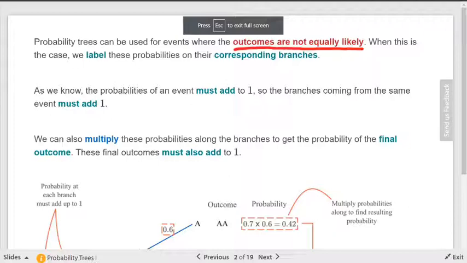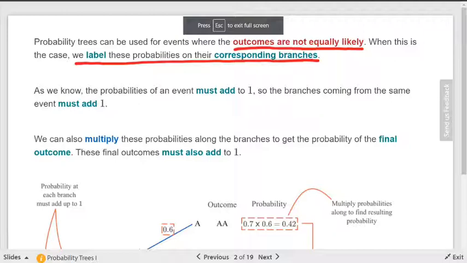So when this is the case, we always label these probabilities on their corresponding branches. We didn't need to label the branches of the heads and tails and the throwing the die because they're equally likely to happen no matter what happens, right? But if the events are not, then you must put the probabilities on their branches. So you must label the branches if the outcomes are not equally likely.